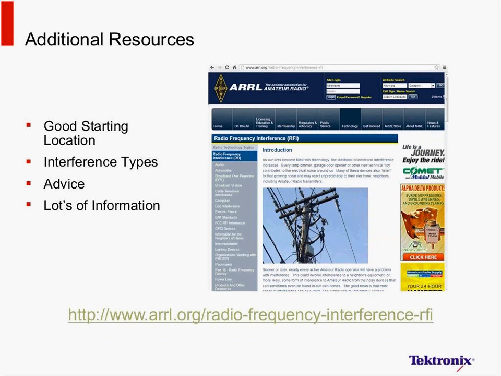Another really good site to go to get information on interference is the ARRL website. This particular group has been around many years, and they've compiled a great deal of information on interference.